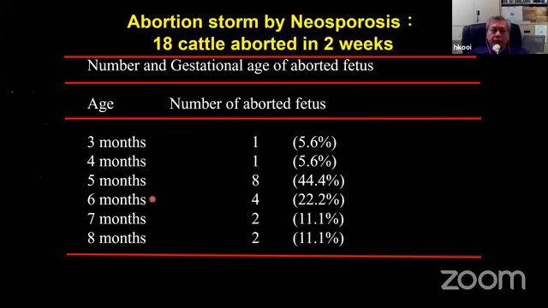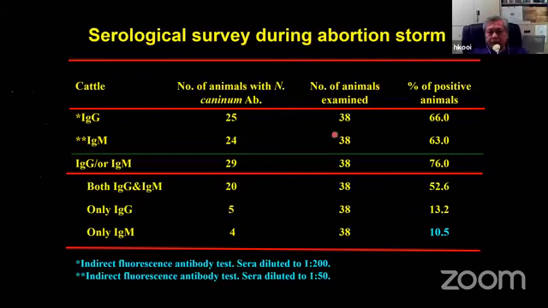So what did we do? Of course, we took blood from 38 cattle during these 2 weeks of the abortion storm, and we found that 66% were positive. 10% show only IgM, 13% show only IgG, and 52% show both IgG and IgM. So if you do not test for IgM, you are going to miss out this 10%.